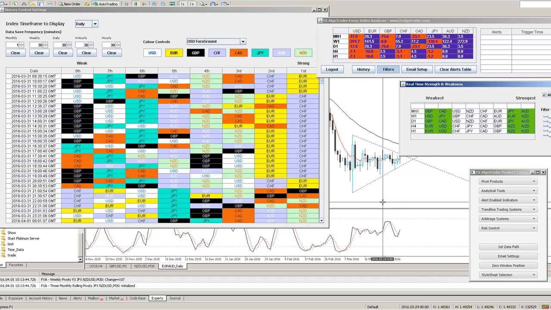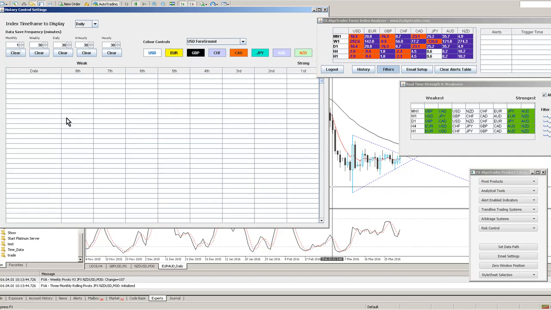So anyway, that's the index analysis for today. I will carry on logging the 30-minute index data today. It's 9:18 GMT. What I'm going to do is clear all of the old data and we'll start logging right now and see how that changes throughout the course of today's trading.